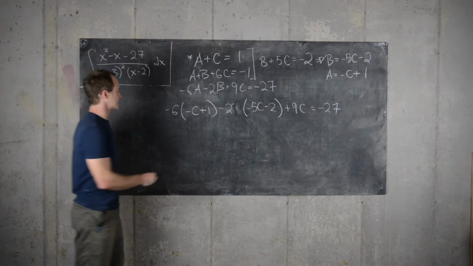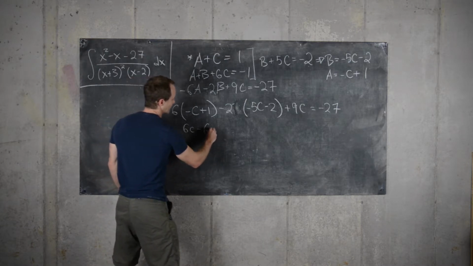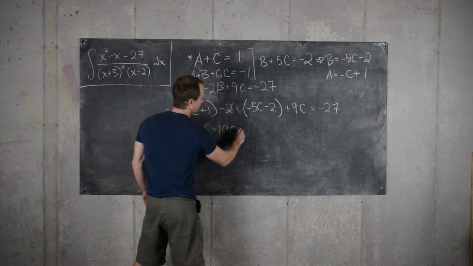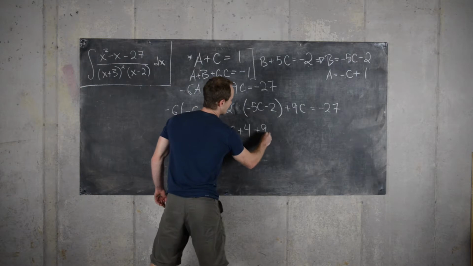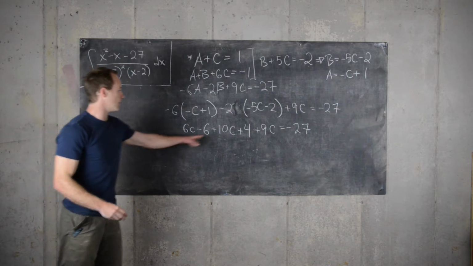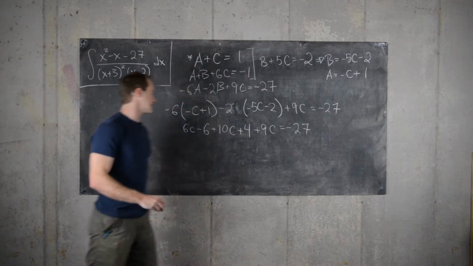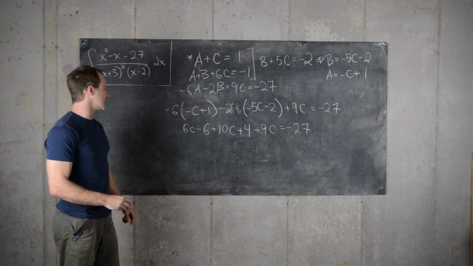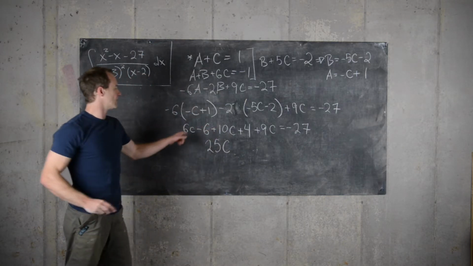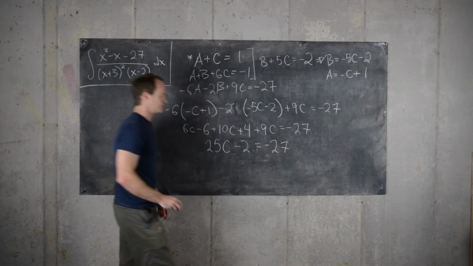So we have -6 and -c, so that gives us 6c, and then -6. Then we have plus, so that'll give us 10c, and then plus 4, plus 9c equals -27. Okay, good. Now we can combine the like terms on the left-hand side. So we have 10c plus 9c is 19c, plus 6c will be 25c. So we have 25c, and then we have 4 minus 6, so that'll give us -2 equals -27.